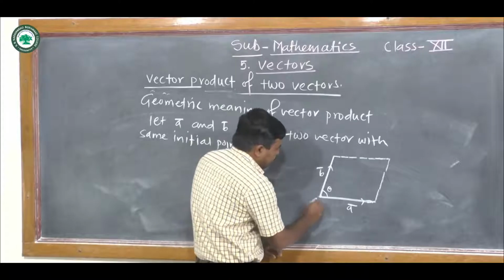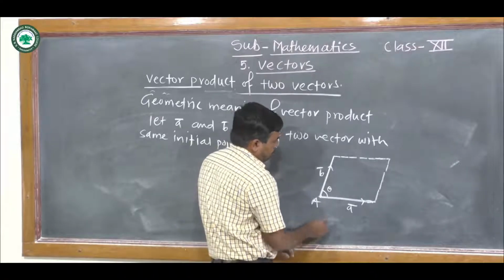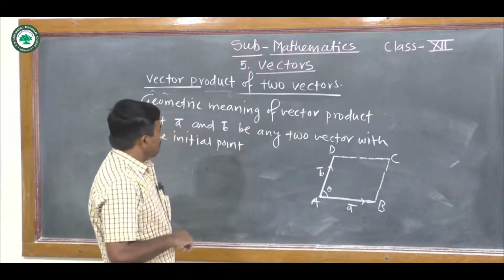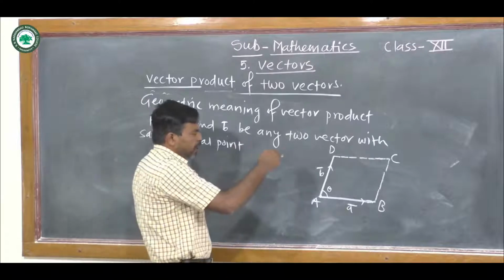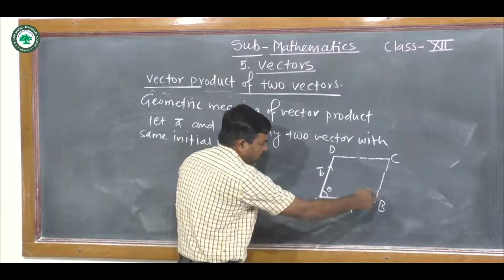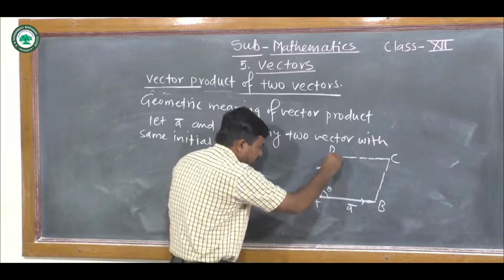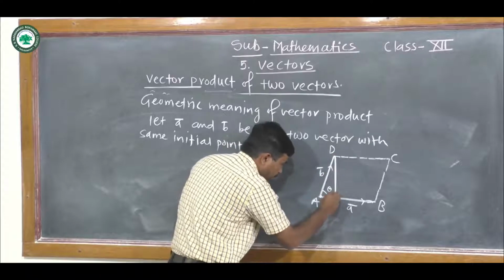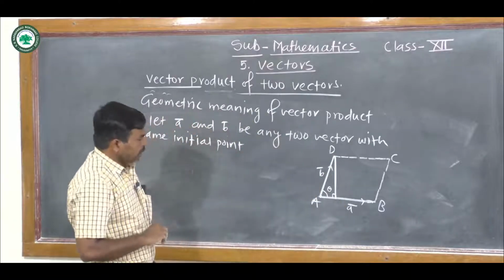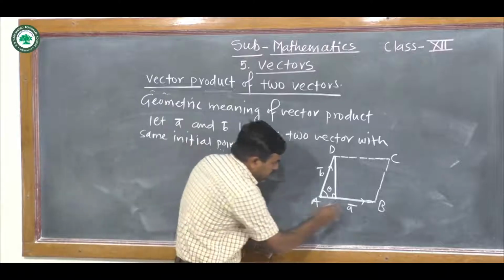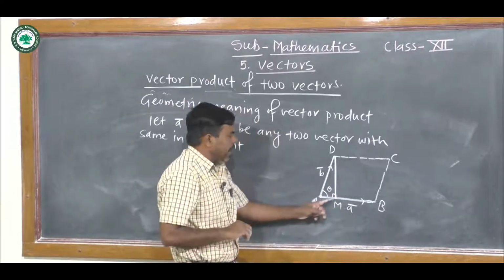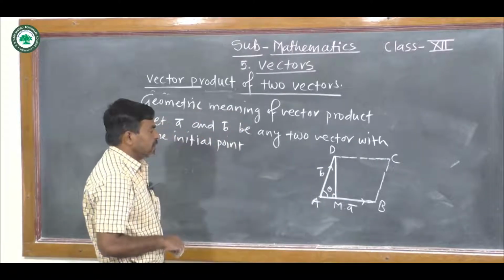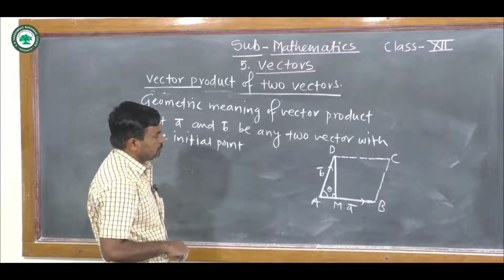If these points are A, B, C and D, draw a perpendicular from point D on side AB, on the vector A. If this is the perpendicular, and this is point M, then see this triangle AMD. This is a right angle triangle.